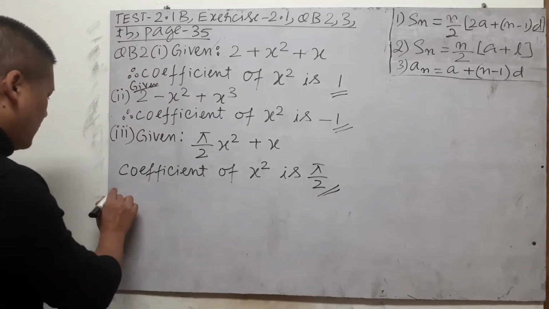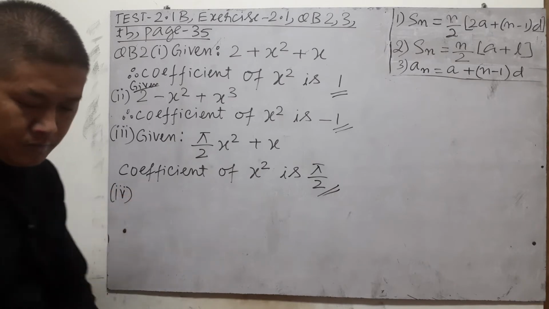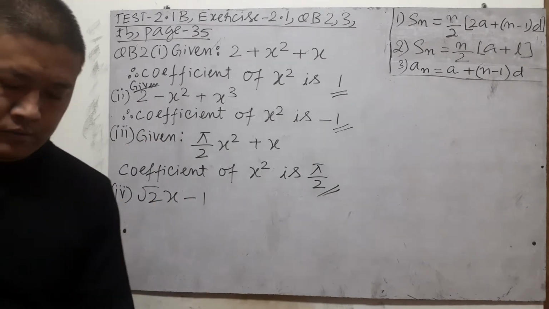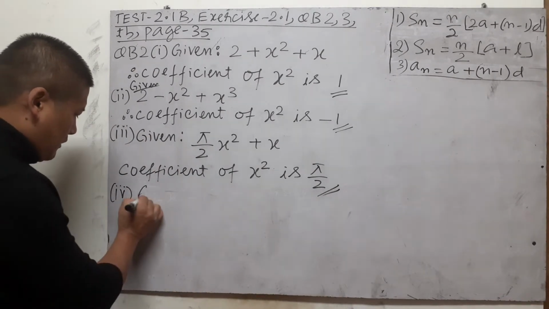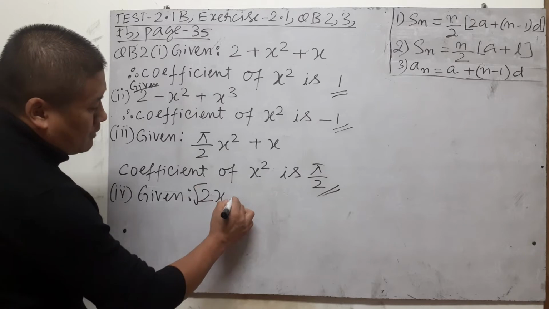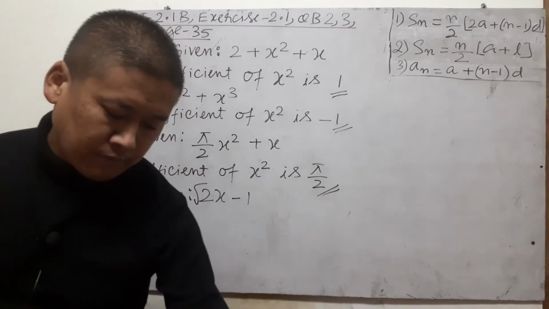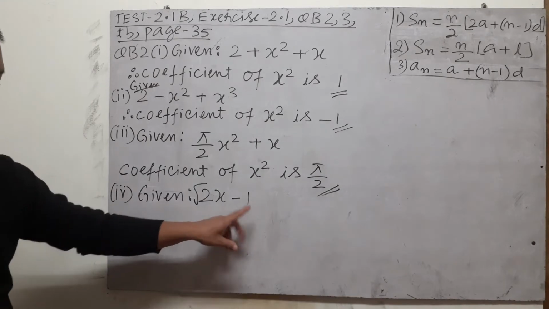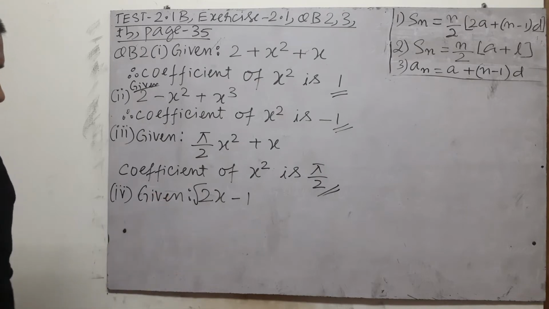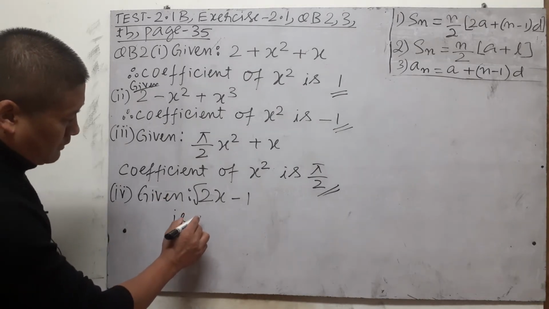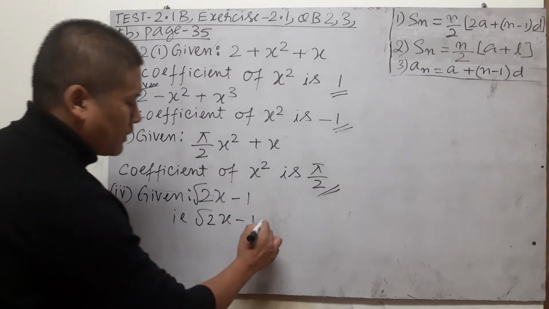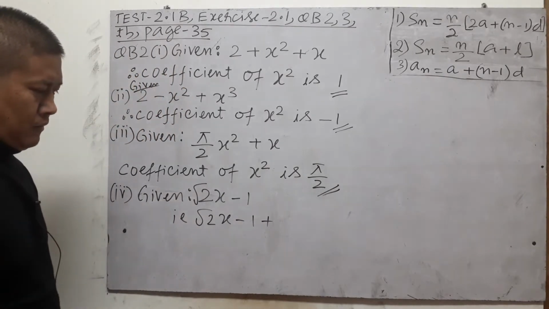Then one more, fourth one. So fourth one is root 2 x minus 1. So okay, given, let us write down given. Given is root 2 x minus 1. Well, the question is saying find the coefficient of x squared, and there is no x squared visible in this expression, so we have to create it ourselves. You can write like this: root 2 x minus 1, just write the same, then plus, we can write like that, right?